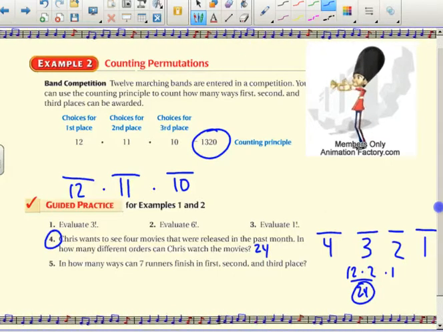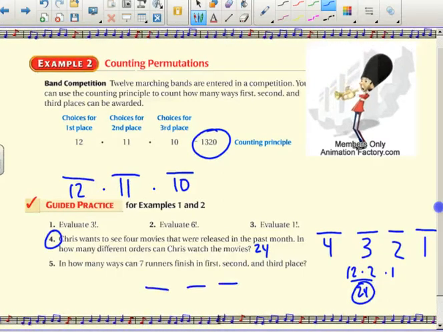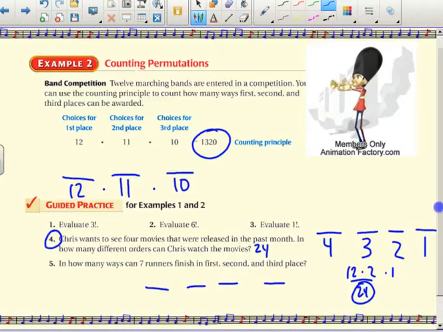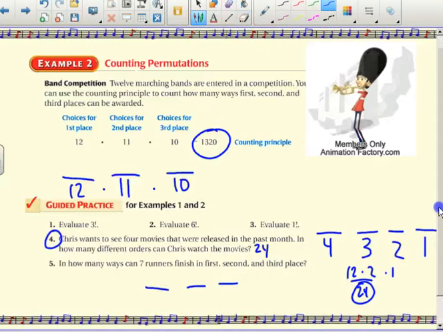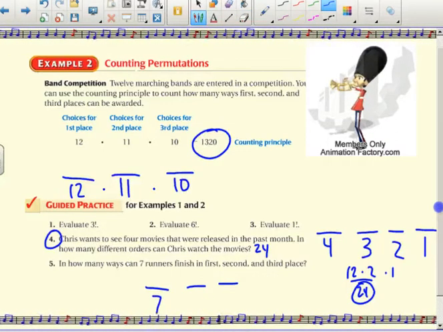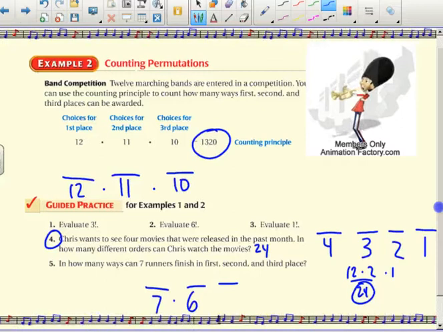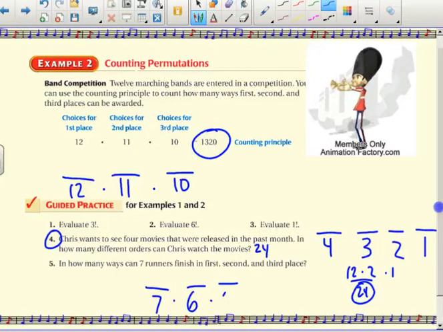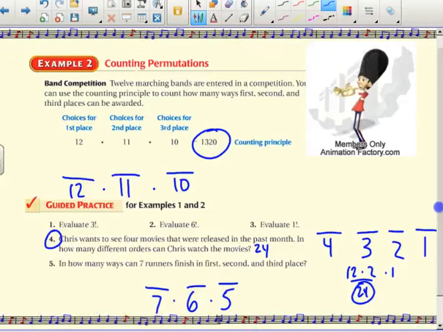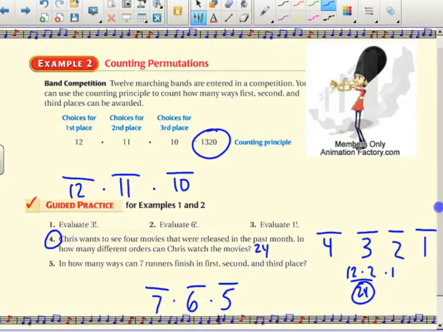Then, how many ways can 7 runners finish in first, second, third? Well, I have 7 runners, and first, second, and third. There's no 4th place. So there's 7 different runners that can finish first, 6 different runners can finish second, and third, well, it'd be 5. There's 5 left to choose from for third. So multiply together, and you have your answer.